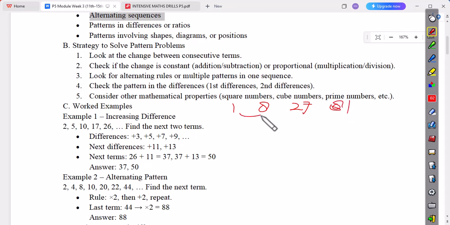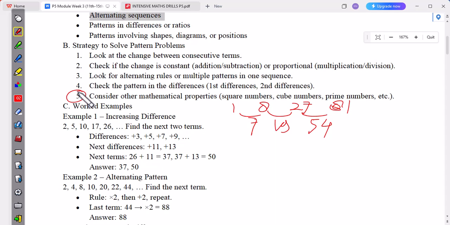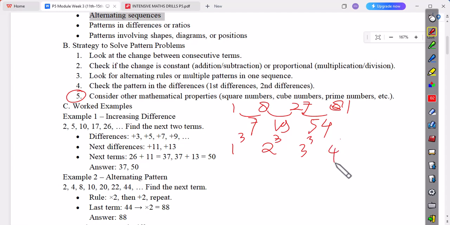The difference between the first and the second number is 7, the difference between the second and the third is 19, and the difference between the third and the fourth is 54. So we got a different number for each difference. So we have to consider other mathematical operations. If we look at this one, actually it is 1 to the power of 3, 2 to the power of 3, 3 to the power of 3, and 4 to the power of 3. Okay, so this is the strategy to solve pattern problems, especially when we try to solve them in competitions.